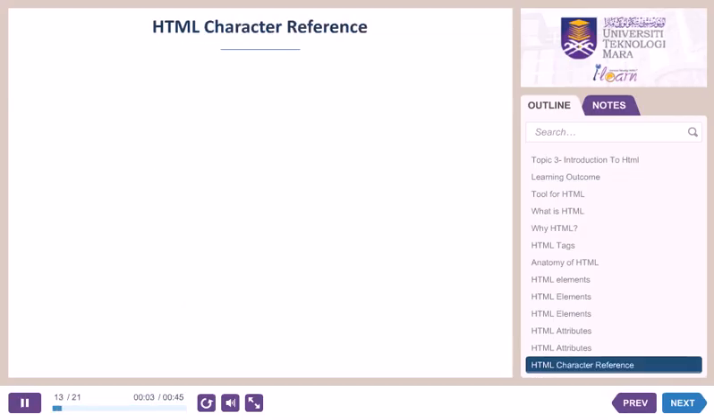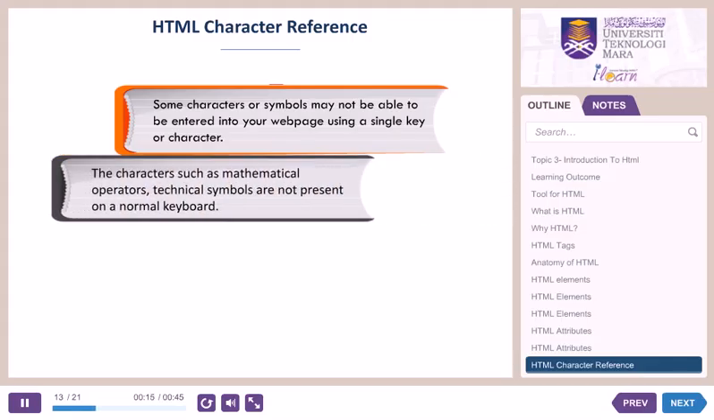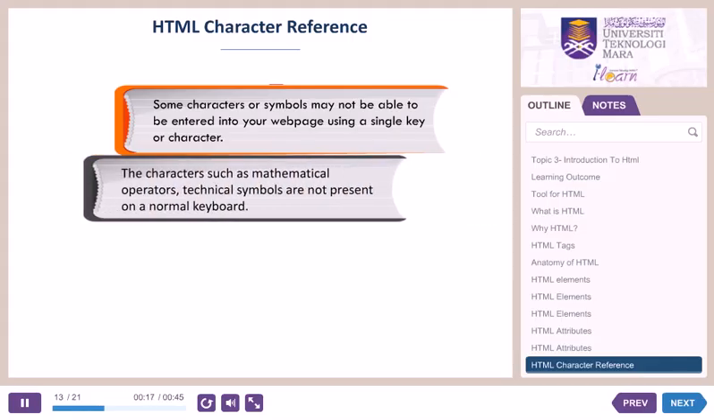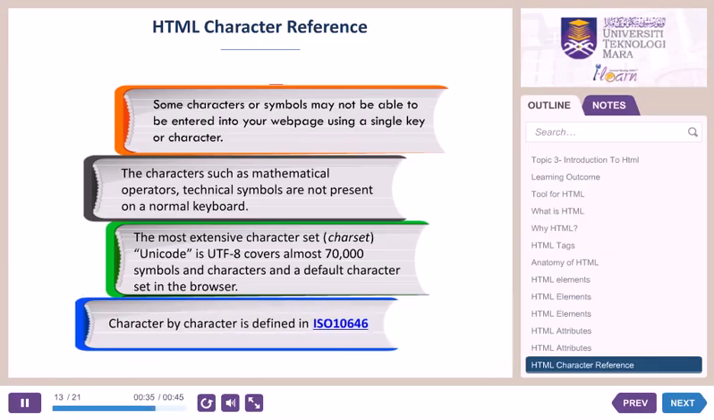HTML character reference. Some characters or symbols may not be able to be entered into your web page using a single key or character. The characters such as mathematical operators, technical symbols are not present on a normal keyboard. The most extensive character set Unicode is UTF-8, covers almost 70,000 symbols and characters and a default character set in the browser. Character by character is defined in ISO 10646. It defines the standard character sets for different alphabets or languages.